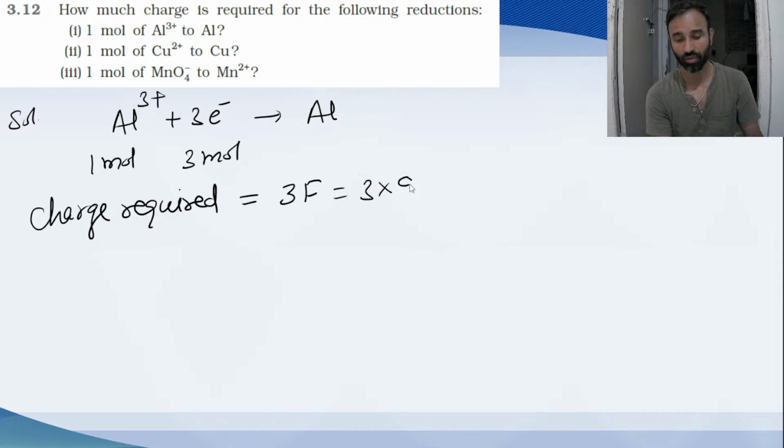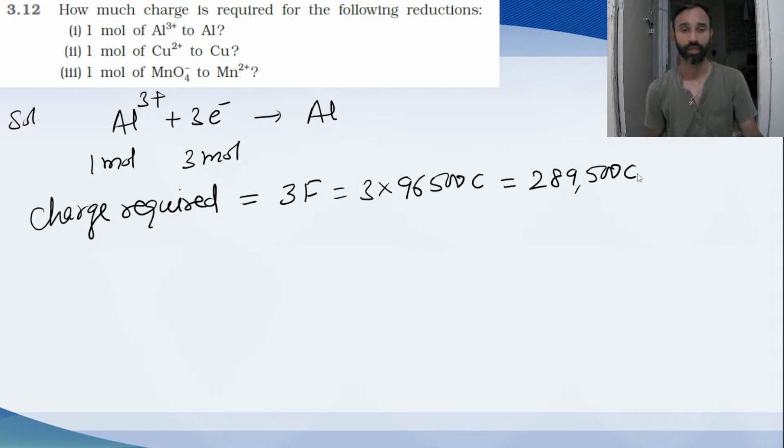Yes, 3 into 96500 Coulomb. That is 3 into 96500, that is 289,500 Coulomb.